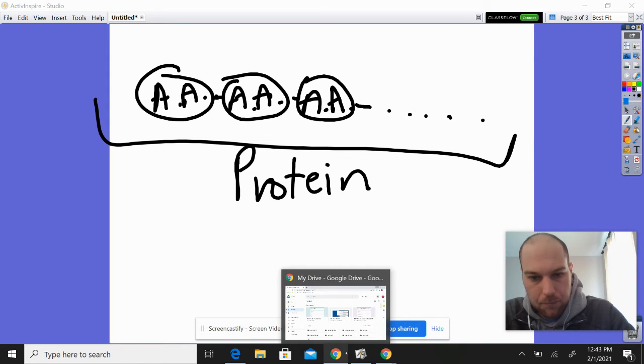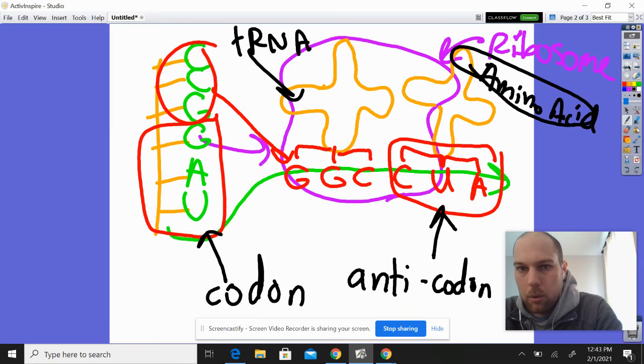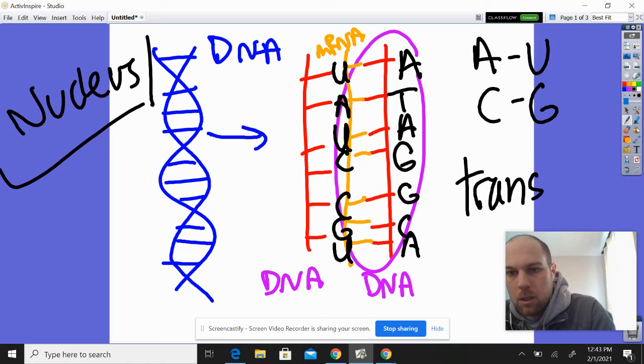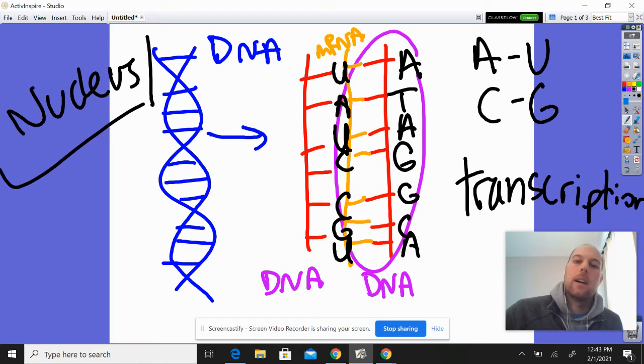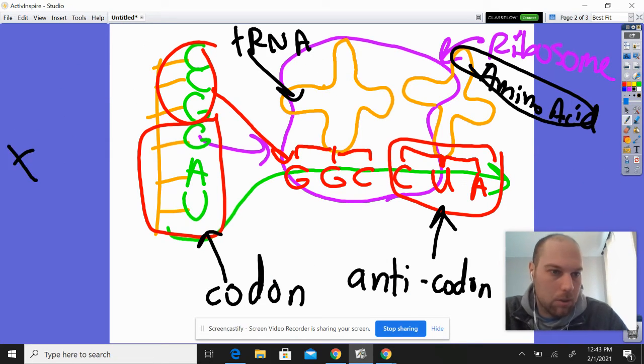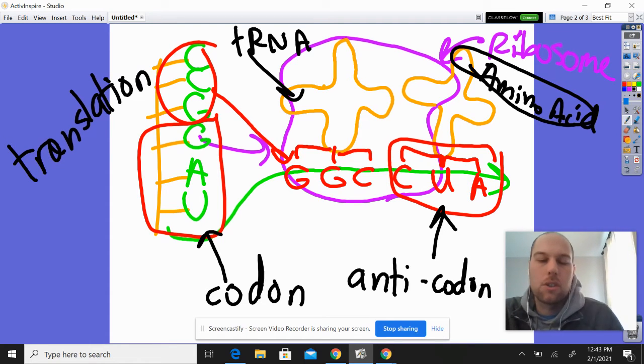So what are these steps called, real quick? Remember, DNA making mRNA is transcription. It's called that because you're transcribing the code here. You're kind of changing the language here. This step here is called translation. It's called that because you are translating that mRNA code into amino acids and eventually into a protein.